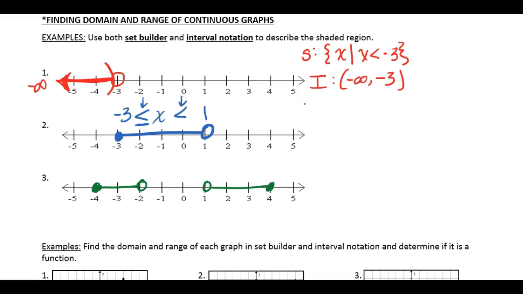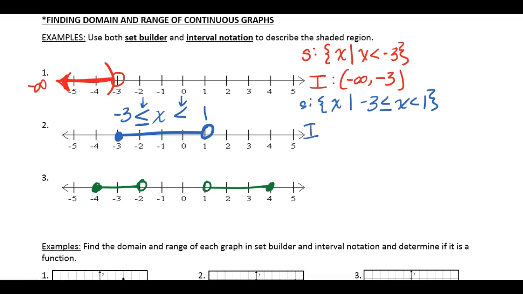So in set notation, this guy would look like this. Bracket x such that, and then we repeat what we did over here. We go -3 is less than or equal to x, which is less than 1. And then there you go.